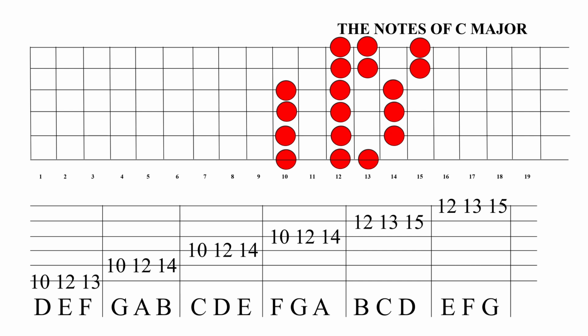But the good news is the next 2 strings are the same. You're going to have 10, 12, 14, 10, 12, 14 again. So after you get by that first bar there, that 10, 12, 13, you're going to have 10, 12, 14, 10, 12, 14, 10, 12, 14, okay?